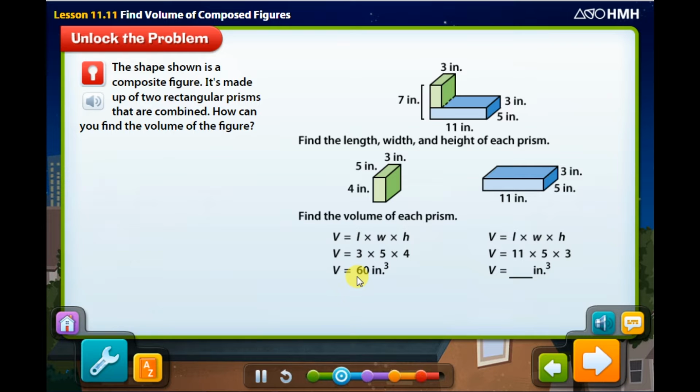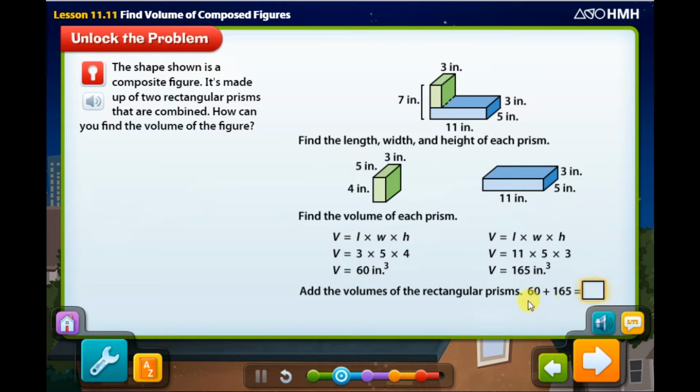Now find the volume of the other prism. What's 11 times 5 times 3? It will be 165. Of course, you know the length, the width, and the height. So if you multiply the three numbers together, it will give you 165. The volume of the prism is 165 cubic inches, because we measure by cubic units.